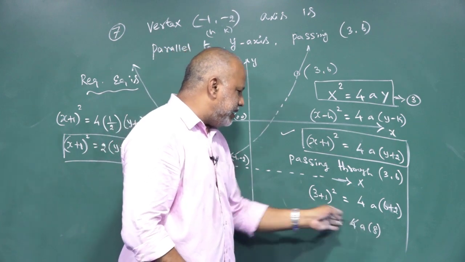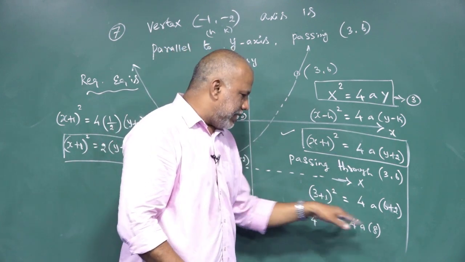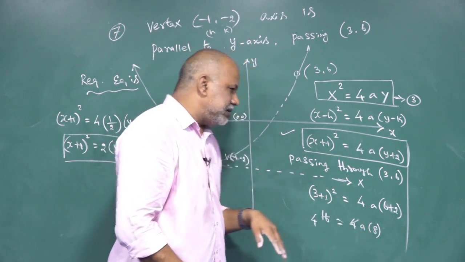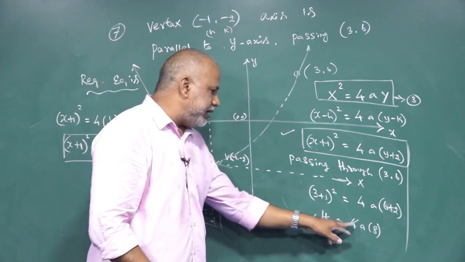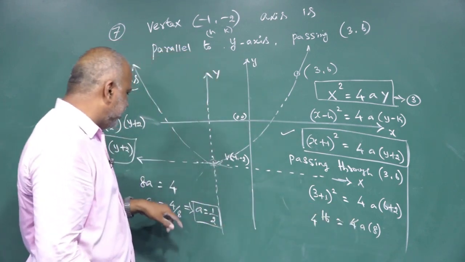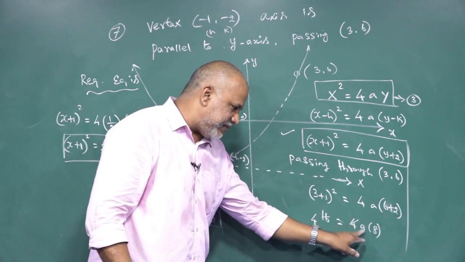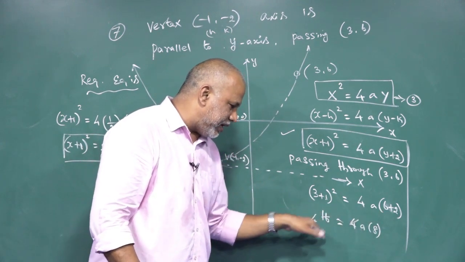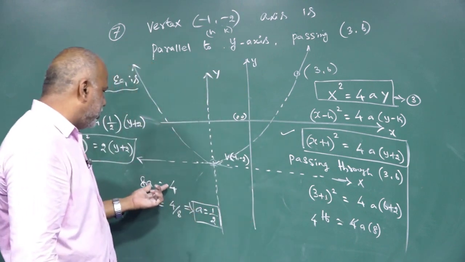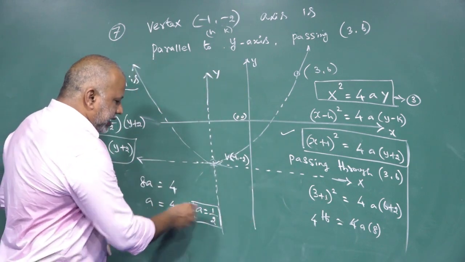Or you can get 8 and 16 also. You can remove 8 and 16 directly. So here we are getting 8a equal to 4. So this is 6 plus 2, 8. Already having a. This 4 I am removing. So 8a equal to 4. Then a equal to 1 by 2.